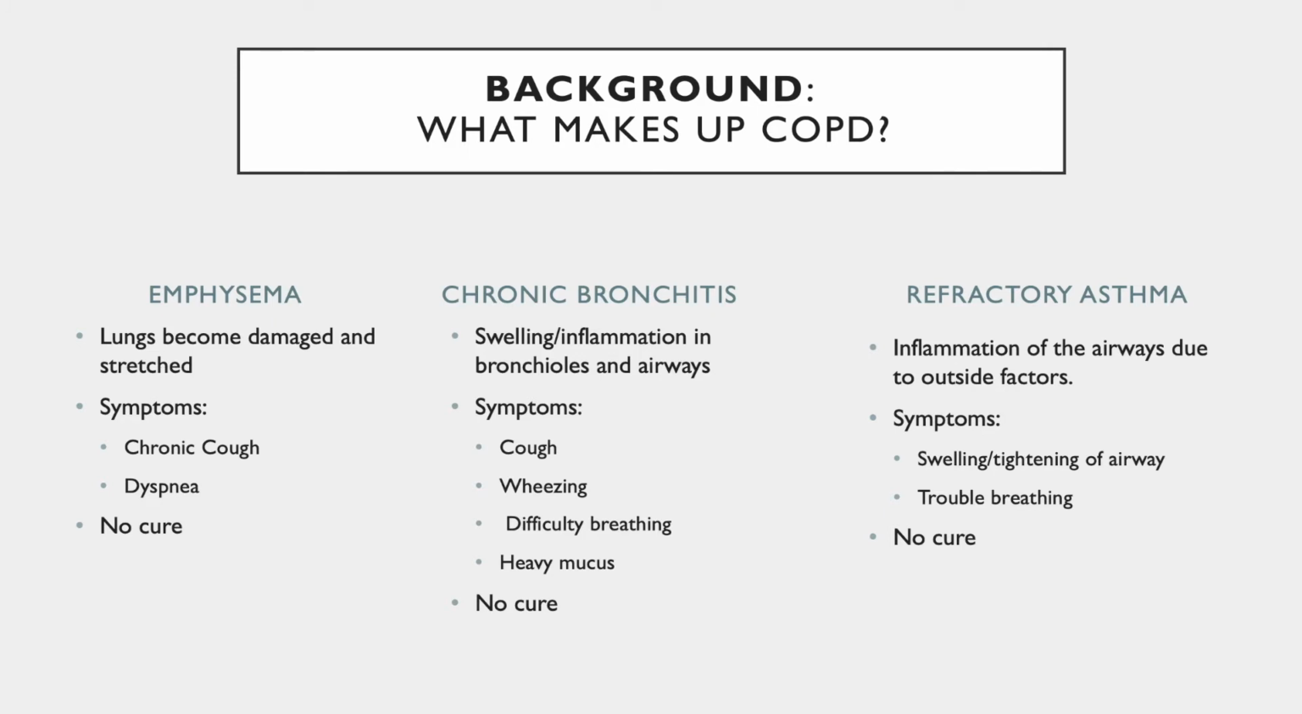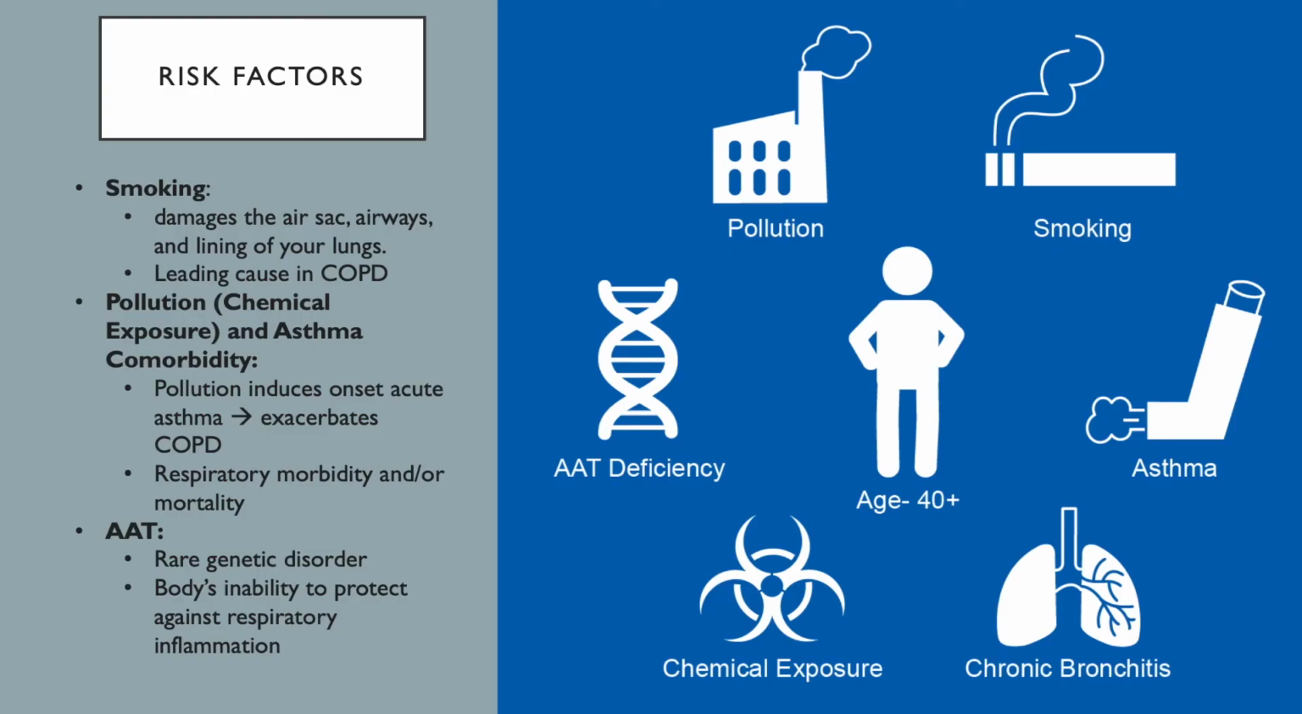The third pillar is refractory asthma. That's going to be inflammation of the airways due to outside factors. This could be pollution or anything like smoking, something like that. Symptoms include swelling and tightening of the airways, trouble breathing, and again, no cure. But I want to highlight that even though it says no cure, that doesn't mean that we can't resolve some of the symptoms. With medicine, we can ease the coughing, ease the wheezing, ease the heavy mucus, etc. But again, there's no cure. We can't get rid of it completely.